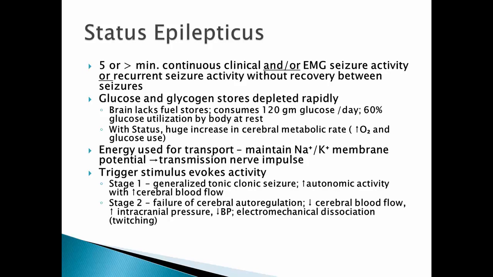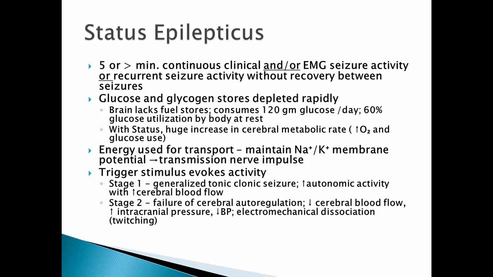We need that energy for transport. We need that energy to maintain the sodium-potassium membrane potential, as well as healthy transmission of nerve impulses. So what happens with a status epilepticus is there's an ongoing trigger stimulus that evokes this activity. In stage 1, frequently you'll see the generalized tonic-clonic seizure.